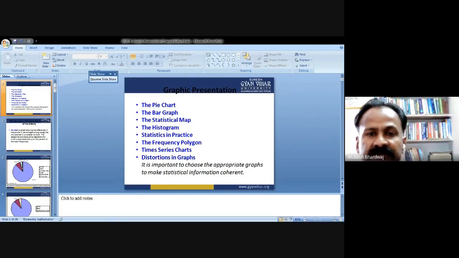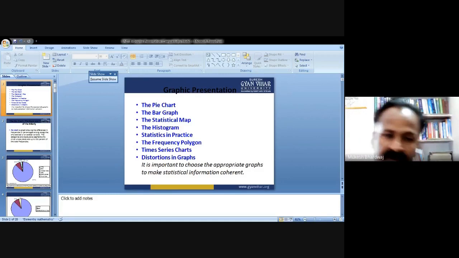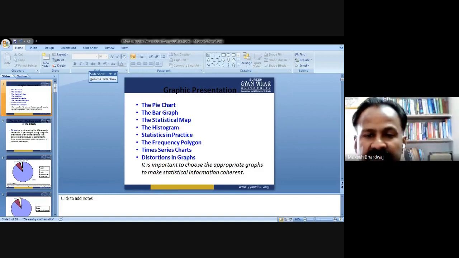So this is the way we represent data through the graphical method in a time series manner. Again, this is the representation on a gender basis, the population for males and females.